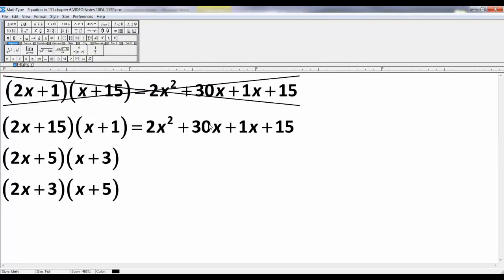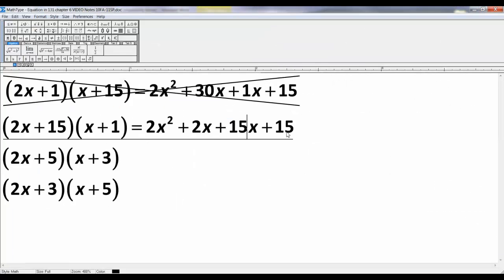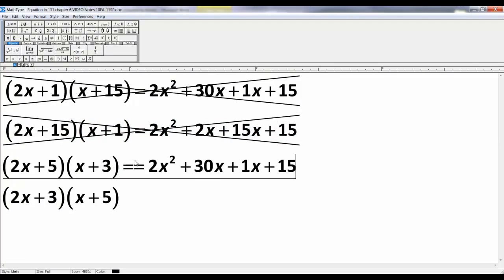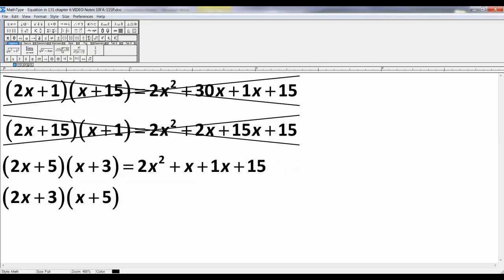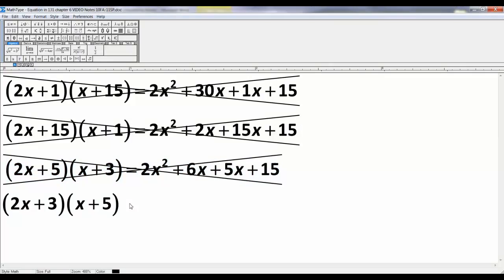Now you try the next one. It's 2x squared for the front and 15 for the back. The middle, the outers is 2x. The inners is 15x. That makes 17 for my middle. But I want 13. Okay, so this is out. Not going to work. Okay? Now what about this one? Same thing. 2x squared, but now it's plus 6x for the outers, because 2 times 3 is 6, plus 5x for the middle. That makes 11. 11 is not what we want, so you cross it off. And you move on to the next one.